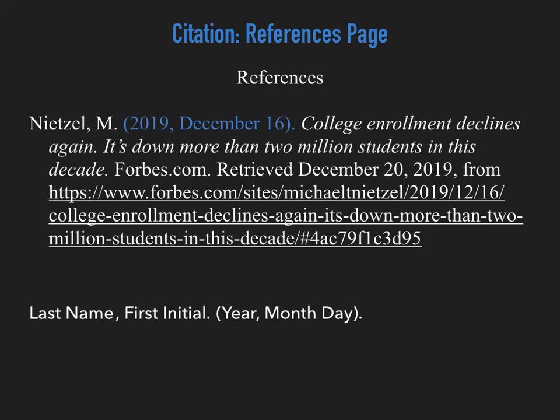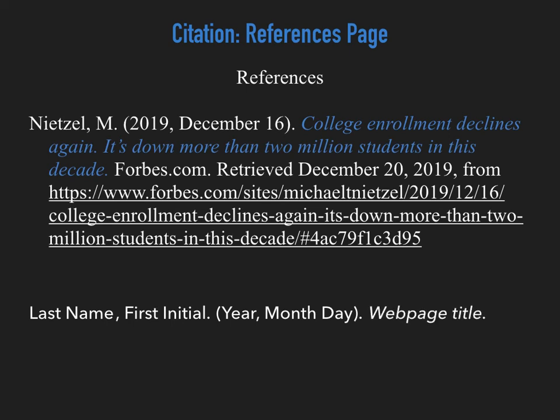We will then provide the title of the web page from which the information is taken. Please note the difference between web page and website. The web page title is the title of the page on which we found the information. As with our journal title, we will only capitalize the first word of the title, the first word after a colon, question mark, exclamation point, or period, and any proper nouns. The web page title will also be in italics.